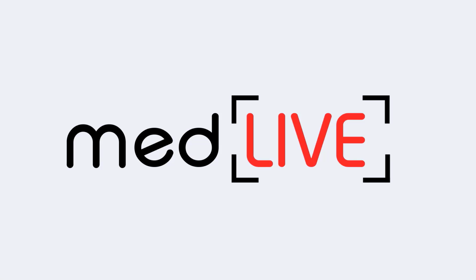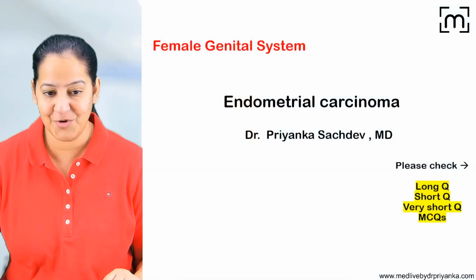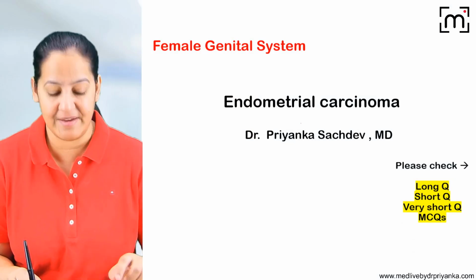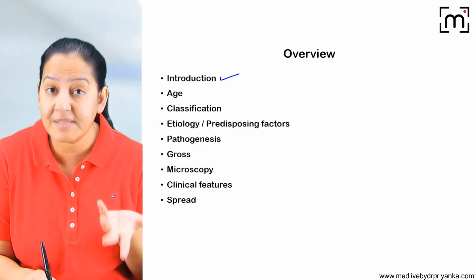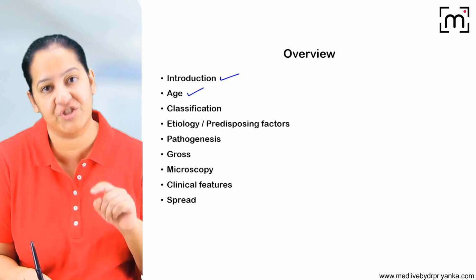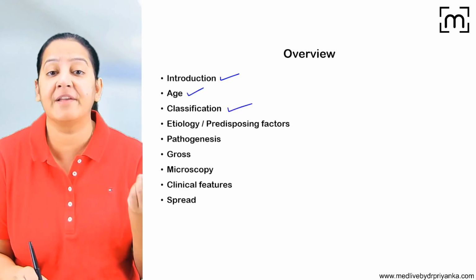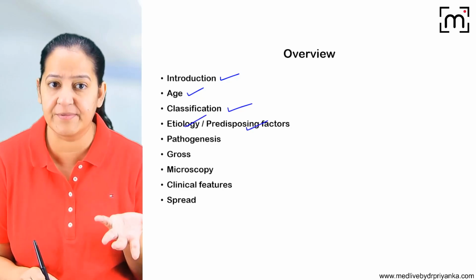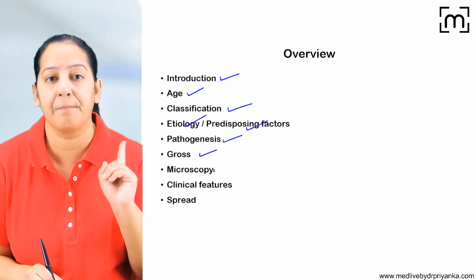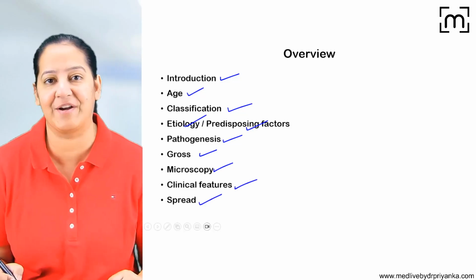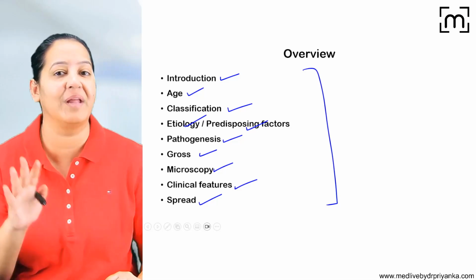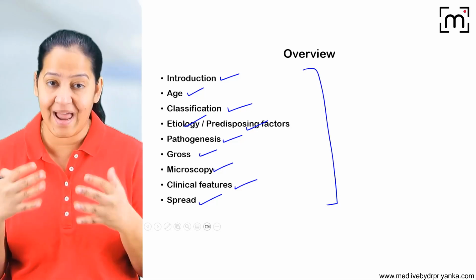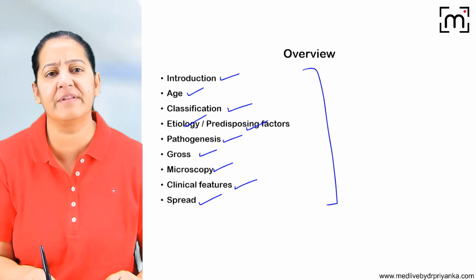So, let's start the topic. Endometrial carcinoma. First, I will let you know the introduction. What is endometrial carcinoma? Then I will let you know the most common age of presentation. Then its classification. Then the risk factors, predisposing factors, etiology, whatever you say. Then we will see the pathogenesis, gross, microscopy, clinical features, and finally the spread of this cancer. So if this comes as a long question, you have to frame your answer under these headings only. Learn these headings and understand, and write in your own language under each of them. So let's start with the introduction.